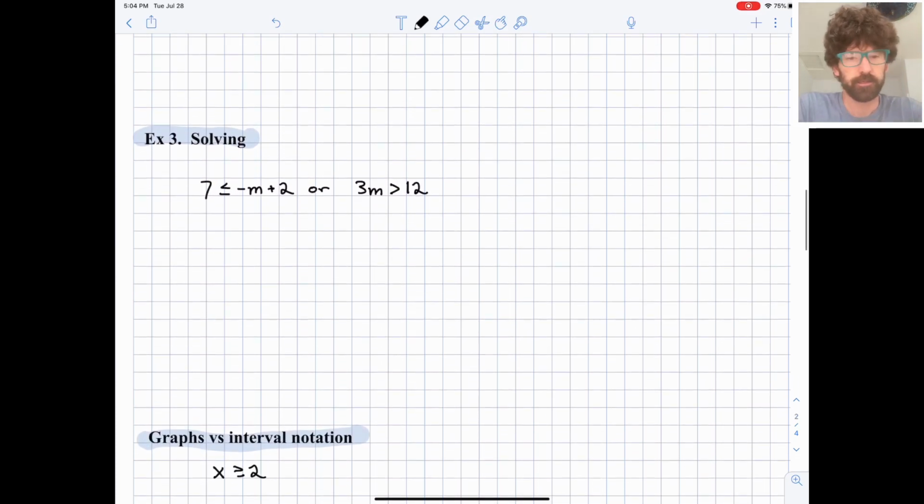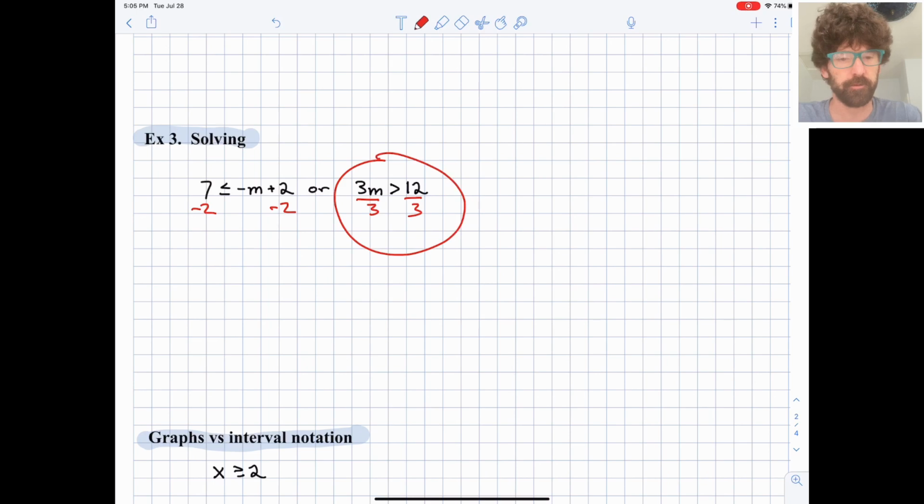And here's another one that we'll solve. We have 7 is less than or equal to negative m plus 2, or 3m is greater than 12. So it's a beyond inequality, looks like. And we can subtract 2 from both sides here, and we can also divide 3 from both sides here. So we're treating these two statements separately. Unlike the prior one we just did, when we subtract 2 here, we don't have to subtract 2 from over here. Okay, we're just subtracting 2 from that piece of the inequality.